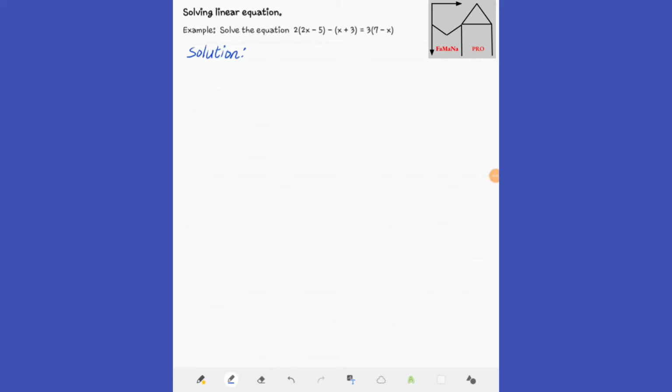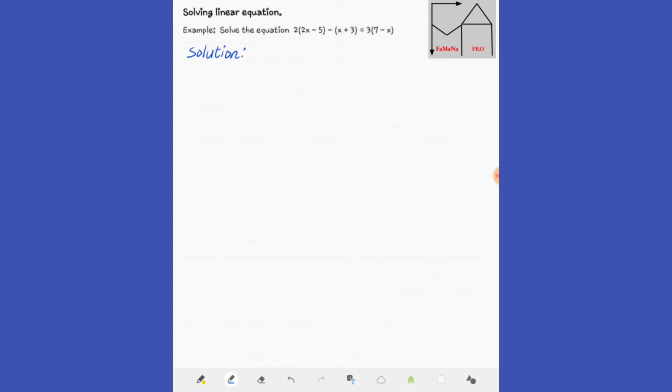Here is an example on solving linear equations. In this question, we are asked to solve the equation 2(2x − 5) − (x + 3) = 3(7 − x). If you look closely, you will discover that this question has brackets. How do we go about it?